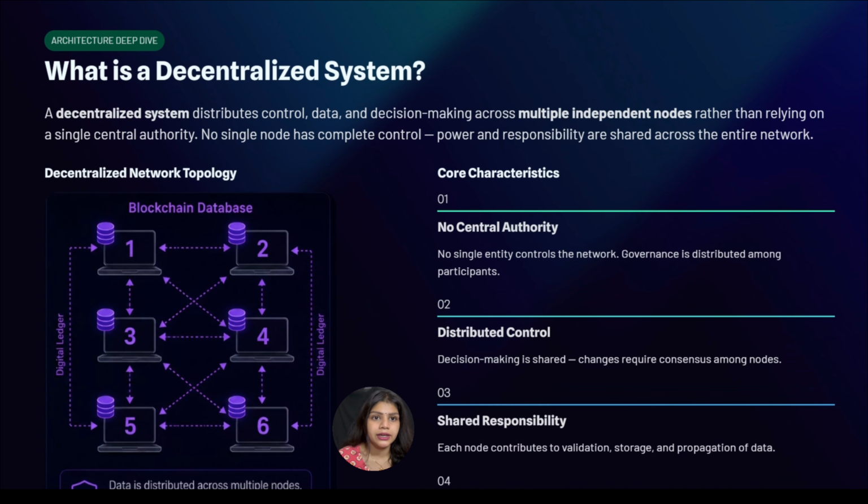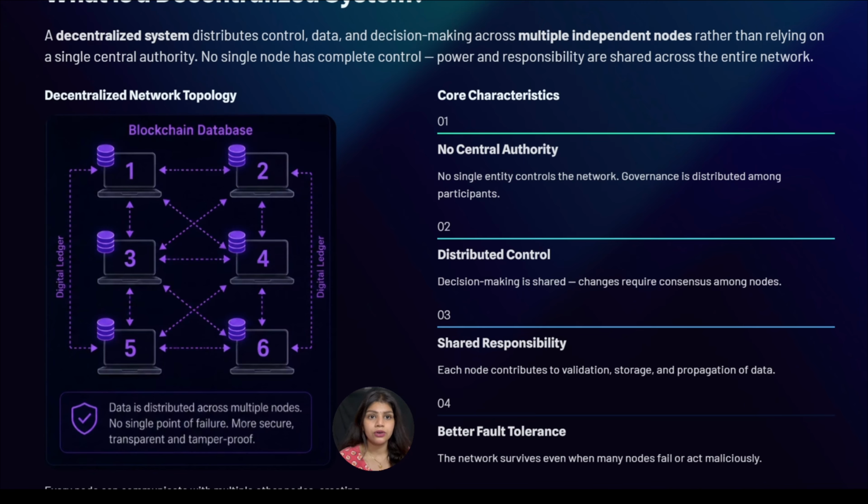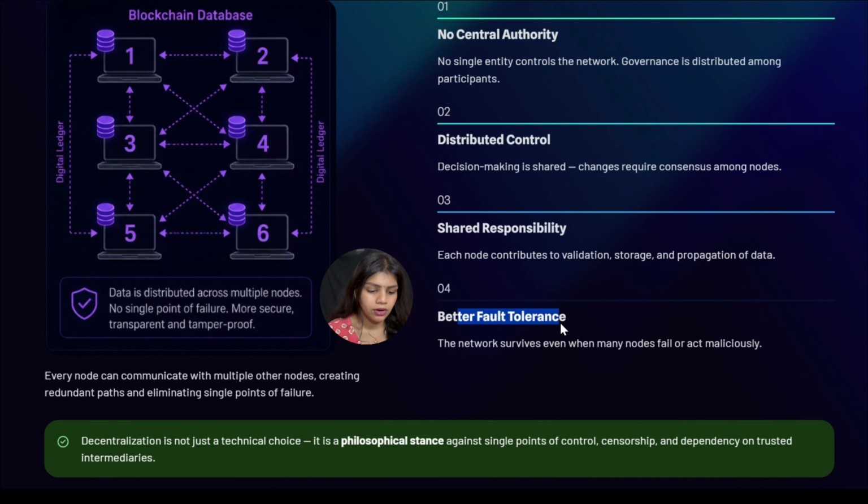And all the nodes are connected to other nodes directly, and the communication between them is direct. A definition: a decentralized system distributes control, data, and decision making across multiple independent nodes rather than relying on a single central authority. Okay, so no single node has complete control. So the core characteristics of decentralized systems are no central authority, distributed control, shared responsibility, better fault tolerance.